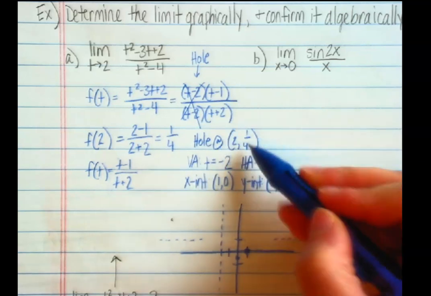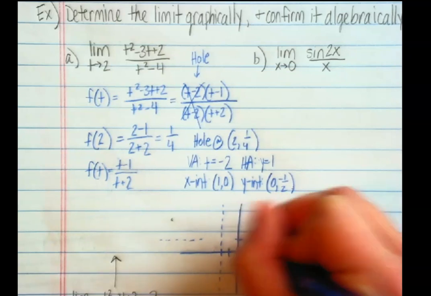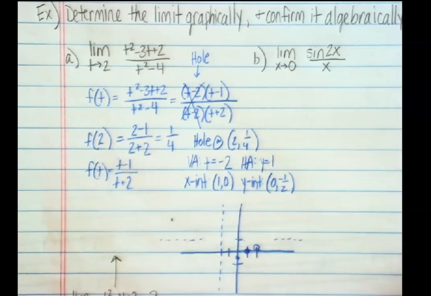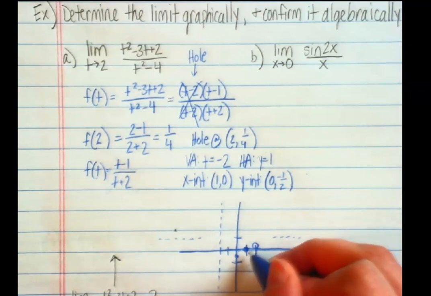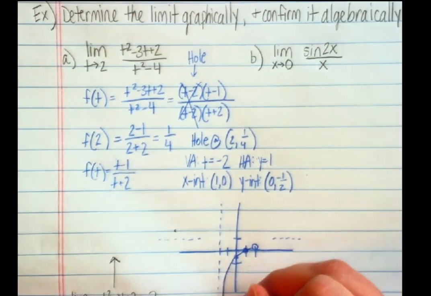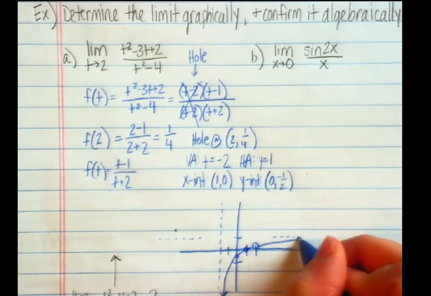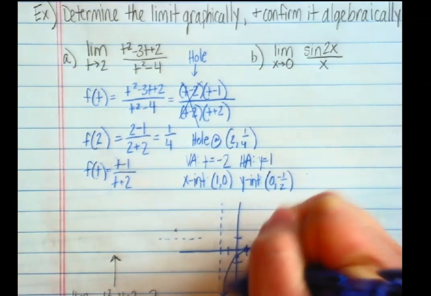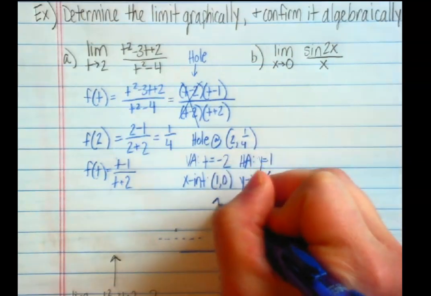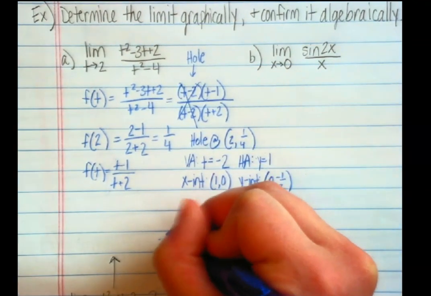And then don't forget about the hole at 2, 1/4, somewhere right there. Hopefully these three points, the hole and the two other points, help figure out how to draw this branch. And on the other side, because this asymptote is just single multiplicity, I know that the other branch will be diagonal from it.